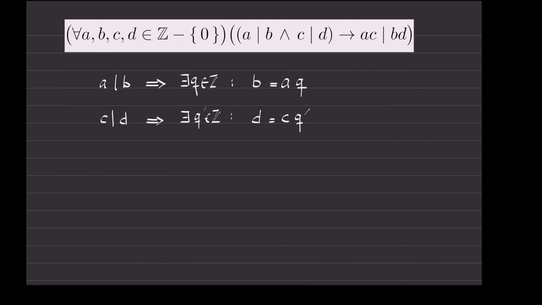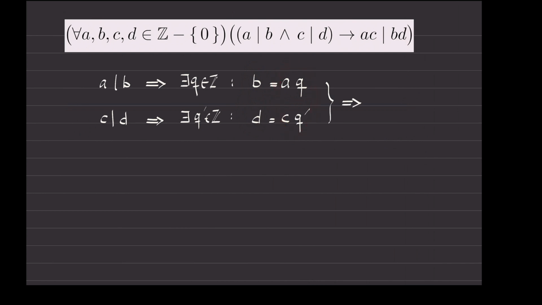But what is my goal? My goal is to prove the relation between ac and bd. So this motivates me to multiply both sides of these equalities side by side. So if I know that this number is equal to this, and I know that this number is equal to this, it is guaranteed that the product of these two numbers is equal to the product of these two numbers.